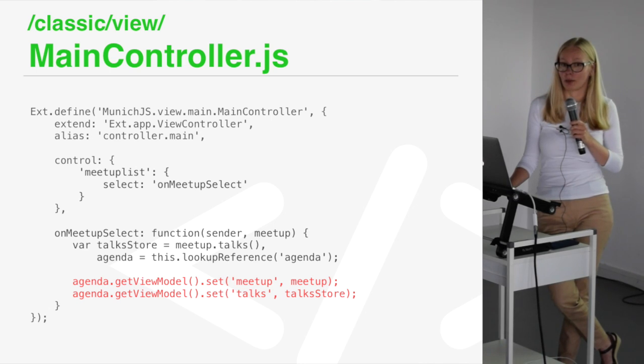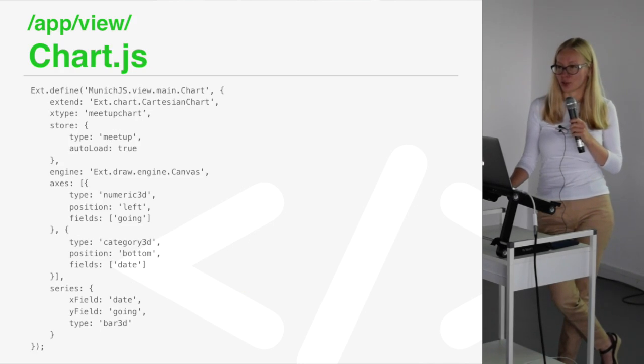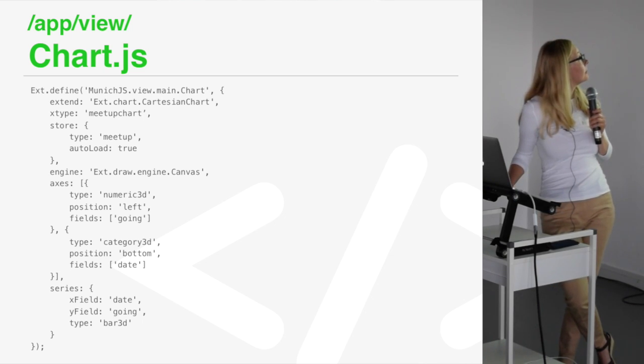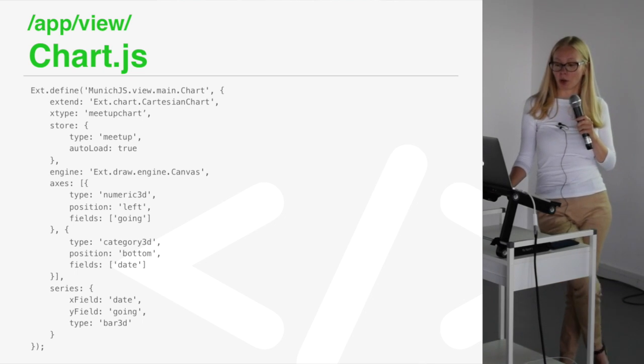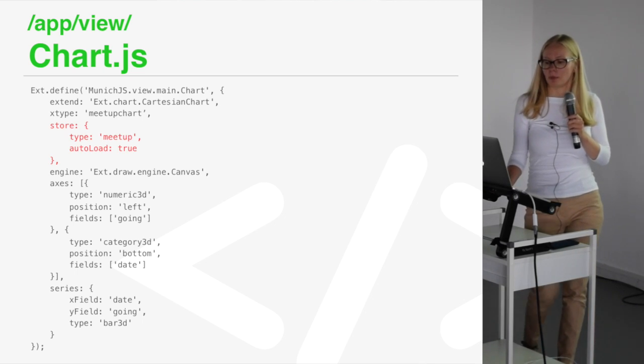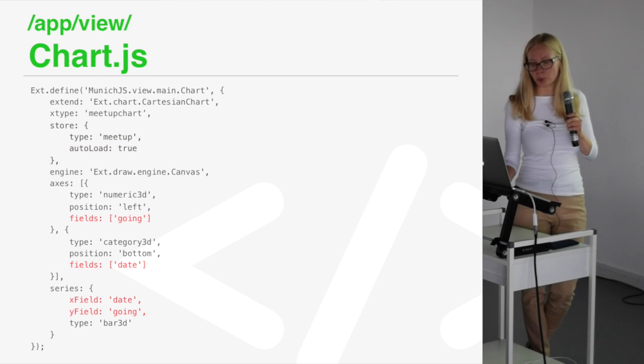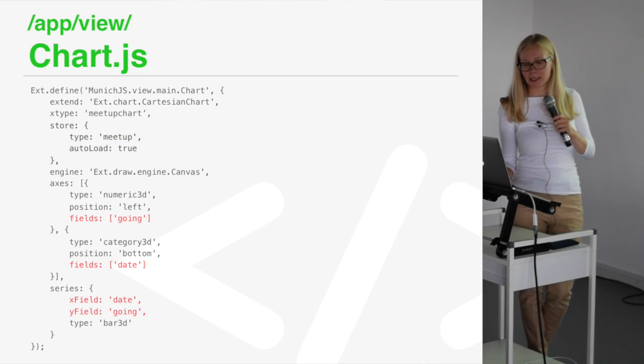Our application is almost done. The last part is just the chart. A chart is also just an extension of a standard ExtJS component that can be configured with a specific store, model fields that should be used for X and Y axis, and series type.